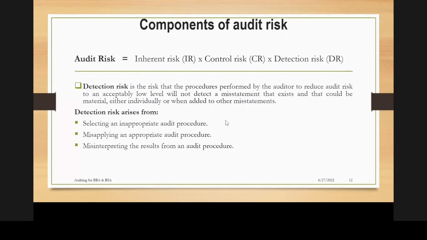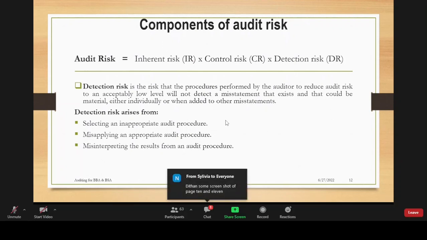Two, you have the right audit procedure, but you misapply it. You apply a procedure meant for trade receivables on trade creditors, or on cash. Or the procedure is on account receivables, but it is not sufficient for the particular audit evidence that you want to obtain.